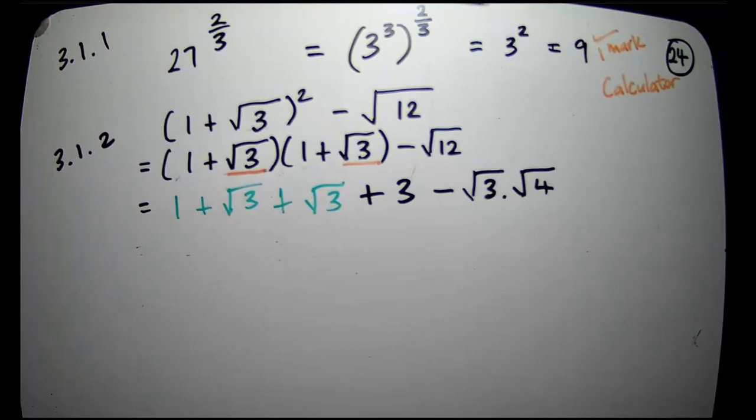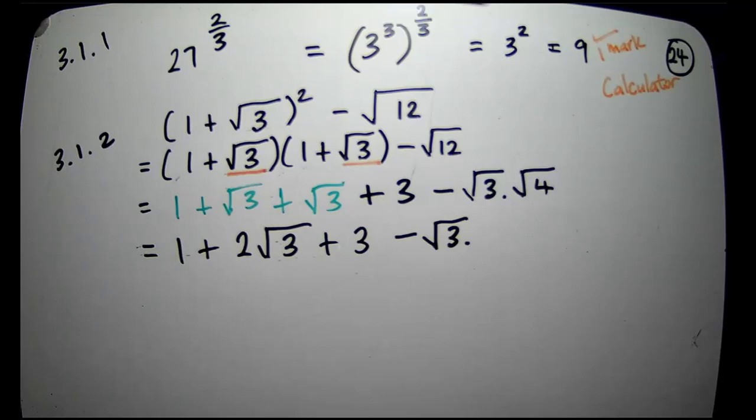Minus root 3 root 4. So remember that root 3 times root 4 is equal to root 12. Okay? So now I can simplify this. I'll get root 3 plus root 3 will give me 2 root 3 plus 3 minus root 3, and the square root of 4 is 2. Now I can simplify my numbers.